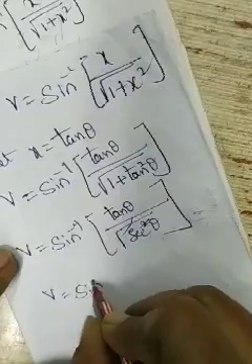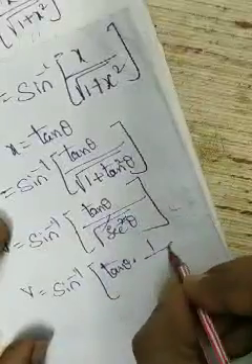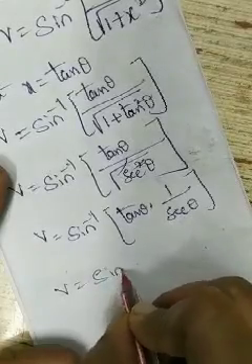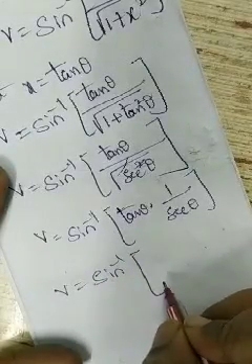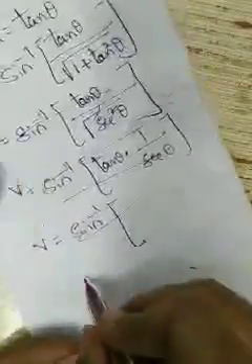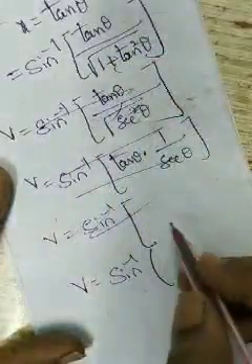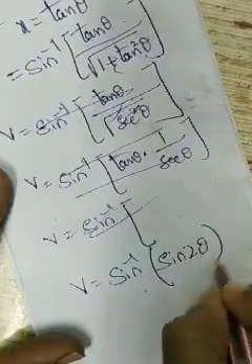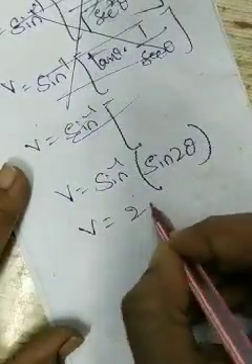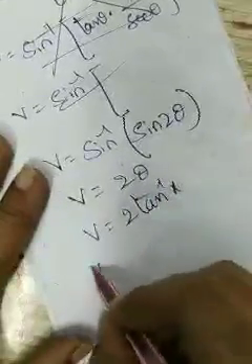V is equal to sin inverse of tan theta into 1 by secant theta. V is equal to sin inverse of tan theta divided by root of 1 plus tan square, which can be written as sin 2 theta. So v is equal to 2 theta. V is equal to 2 into tan inverse of x.